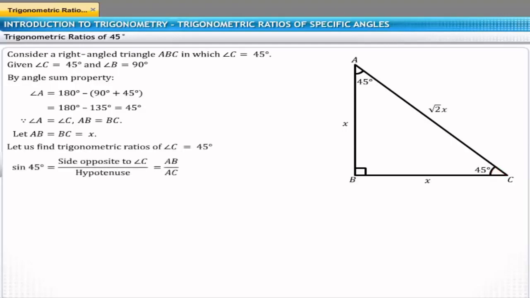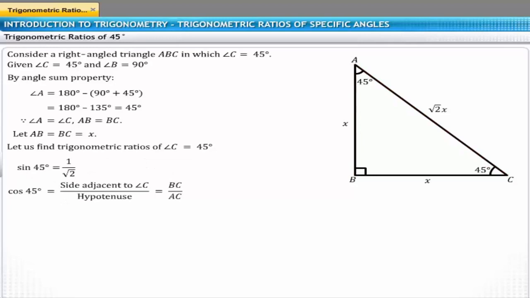Sin 45 degrees is equal to the ratio of AB, the side opposite to the angle C, and the hypotenuse AC. Putting in the values of AB and AC, we get sin 45 degrees as 1 by root 2. Cos 45 degrees is equal to the ratio of BC, the side adjacent to the angle C, and the hypotenuse AC. Putting in the values of BC and AC, we get cos 45 degrees as 1 by root 2.